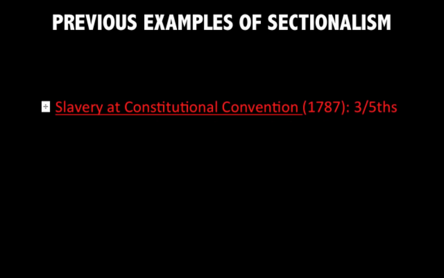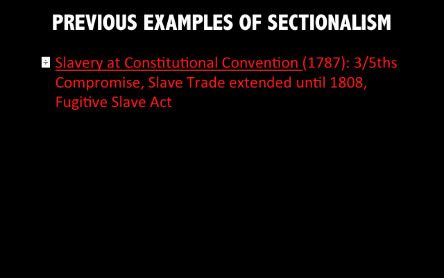What are you talking about? Let me give you some examples of previous instances of sectionalism. 1. During the Constitutional Convention, Southerners and Northerners disagreed over representation and how slaves would factor into that representation. So you have the 3/5 Compromise. The slave trade was extended till 1808, the Fugitive Slave Act.